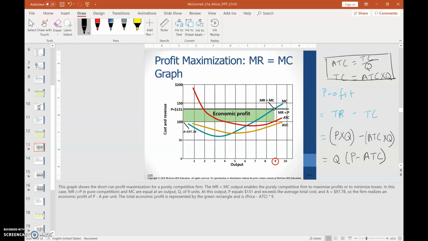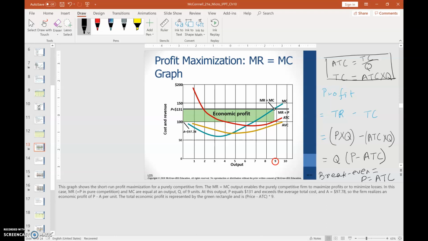There is another way of defining a break-even point. Break-even is definitely profit is equal to 0. When the price is equal to average total cost, we say we have a break-even point.